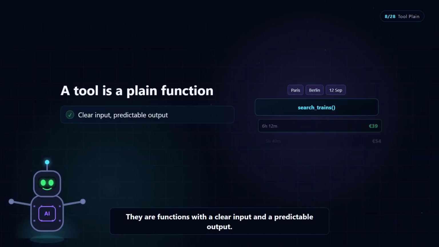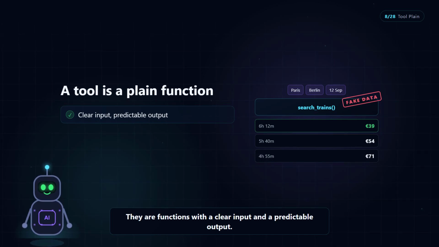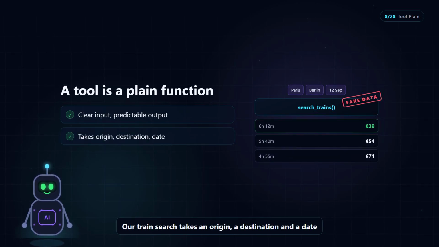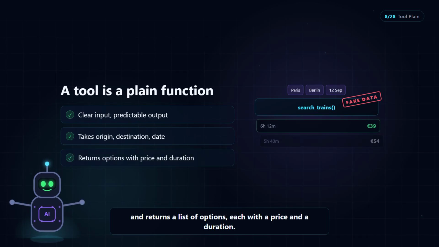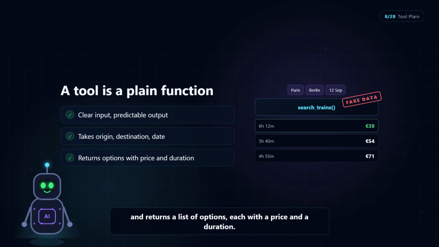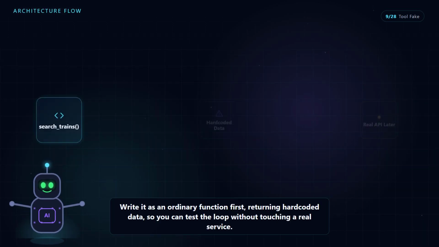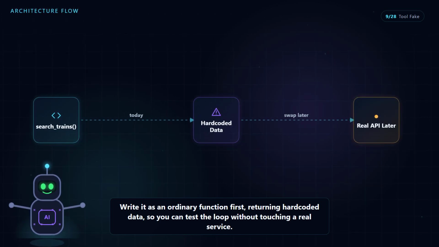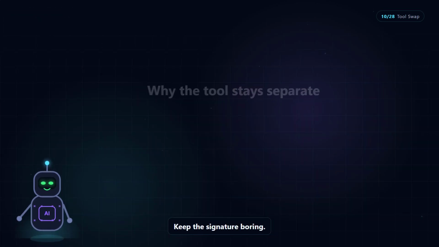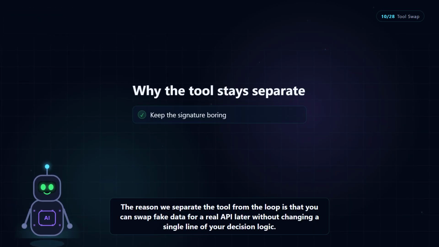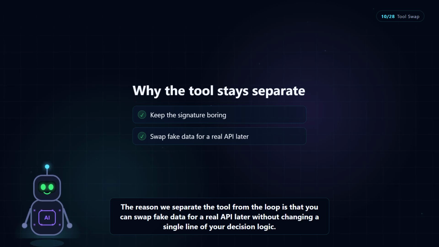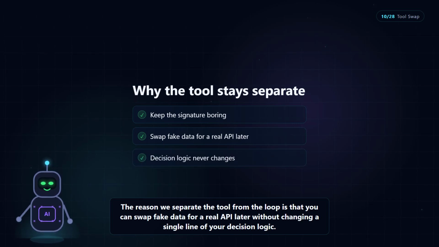Tools are not magic. They're functions with a clear input and a predictable output. Our train search takes an origin, a destination, and a date, and returns a list of options, each with a price and a duration. Write it as an ordinary function first, returning hard-coded data so you can test the loop without touching a real service. Keep the signature boring. The reason we separate the tool from the loop is that you can swap fake data for a real API later without changing a single line of your decision logic.